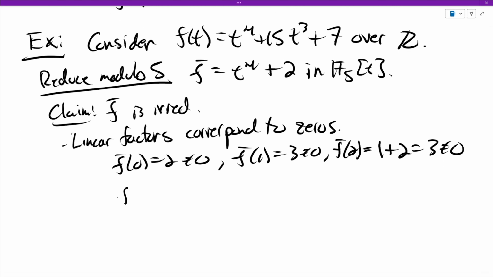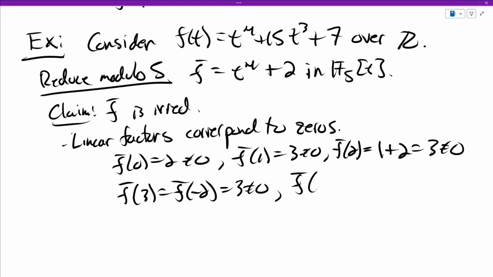And then what do we have? We have 3, which is actually negative 2 in F5. And t to the fourth, that's an even power, it doesn't see negative signs, so we get the same answer as the 2 case. And then similarly, f bar of 4, well, that's f bar of negative 1, because we're in F5, and this doesn't see negative signs. So we get the same answer as 1. So in none of the 5 choices for zeros do we get a 0, so there's no linear factors.